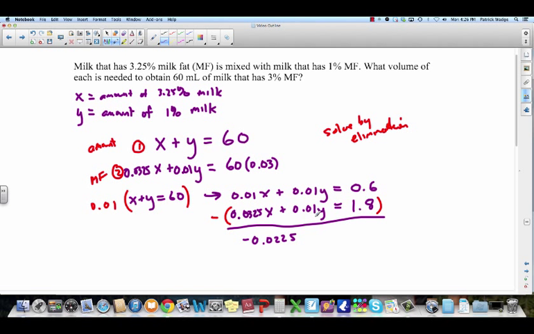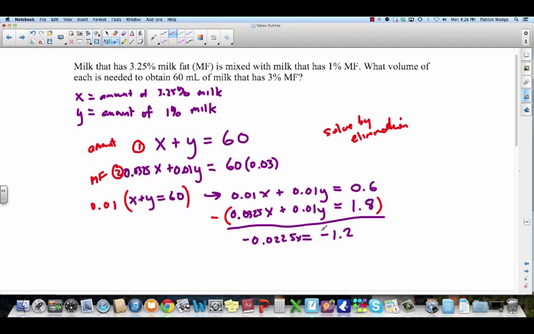0.01y take away 0.01y is nothing. You don't need to write that. And 0.6 take away 1.8 equals negative 1.2. You can use your calculator if you want. Okay, I forgot to put x here, didn't I? Did you notice that? I forgot to put the x when I subtracted those.